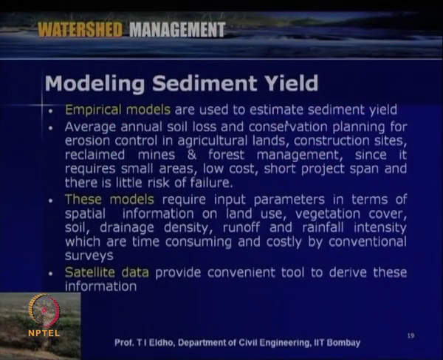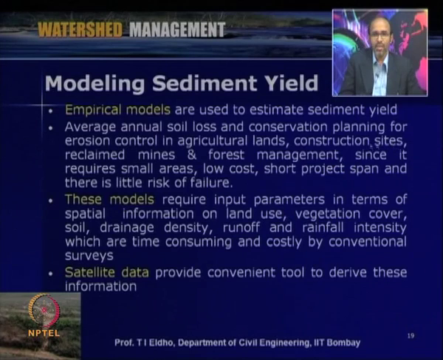So empirical or numerical models are used to estimate the sediment yield, average annual soil loss, and conservation planning or erosion control in agricultural lands, construction sites, reclaimed mines or forest management, since it requires small areas, low cost, short project span and there is little risk of failure. These models require input parameters in terms of spatial information on land use, vegetation cover, soil, drainage density, runoff and rainfall intensity, which are time consuming and costly by conventional surveys. So this data we can get from the remote sensing satellites, which provide a convenient tool to derive this information. So that way we can utilize the remote sensing data to model sediment yield.